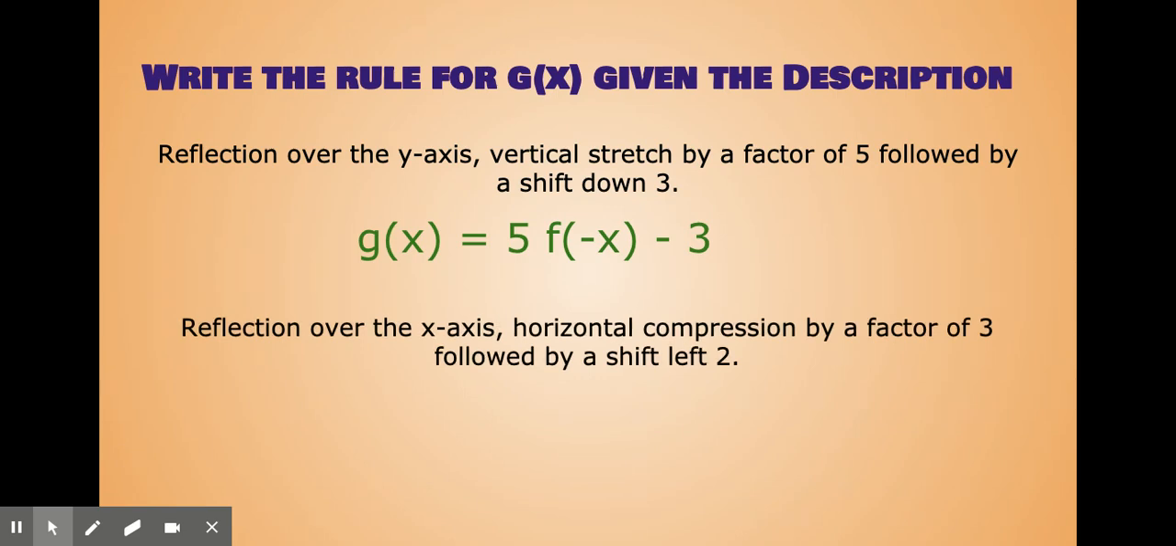Okay, in this one I have a reflection over the x-axis, so that negative is going to go out front, horizontal compression by a factor of 3, and a shift left 2. Okay, it would look like that. Negative out front. Remember, it's opposite inside, so compression by 3 would have a 3 inside, and a shift left 2 would be +2. Okay, that is all for today.